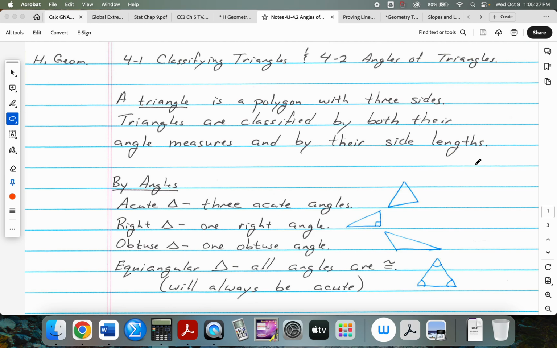All right, so what is a triangle? A triangle is a polygon with three sides. Triangles are classified by their angle measures and by their side lengths, so you can classify them two different ways.